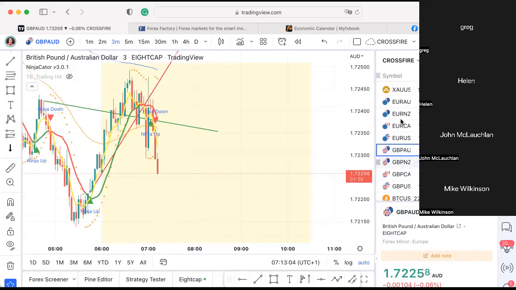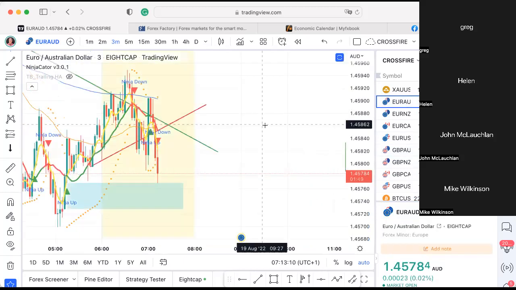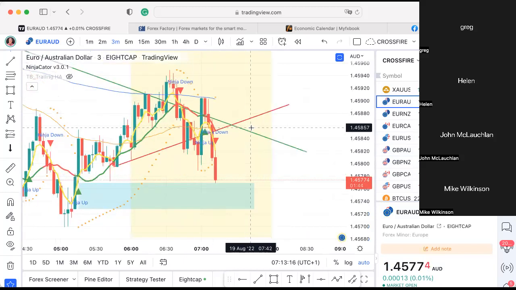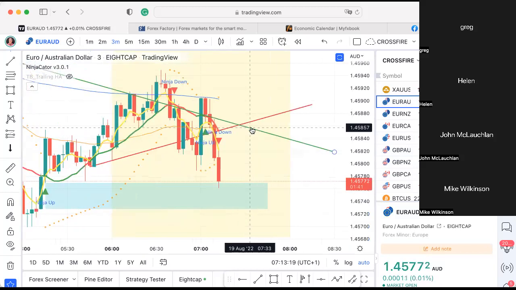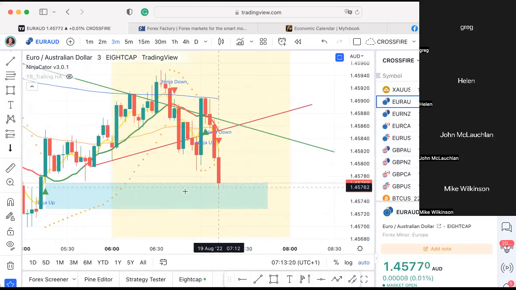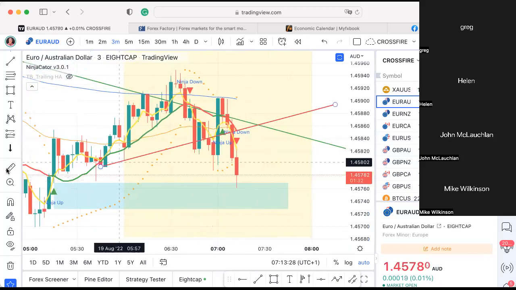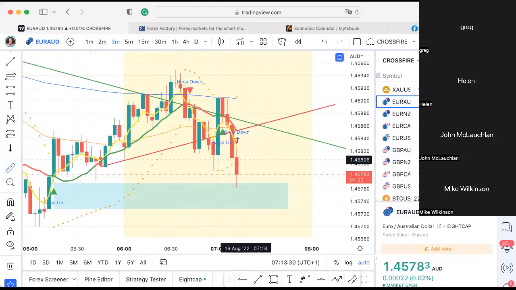Okay, so I'm just going to do a quick review of all the pairs and then call this session a day. Right, so that one's actually we took our eye off that one, didn't we? Look where it went. It's come down to the top of that imbalance that I marked off before, and it's bounced off it. However, it all happened in that one candle. So if you were waiting for a ninja down, you wouldn't have got into that in time.